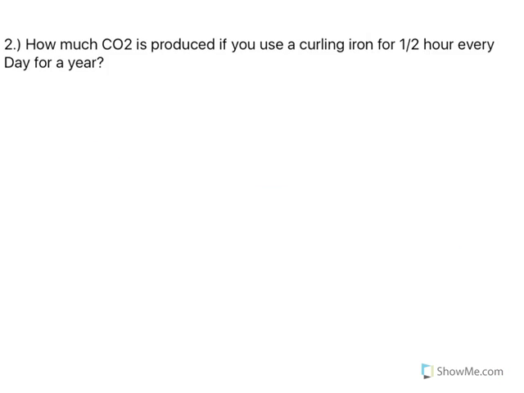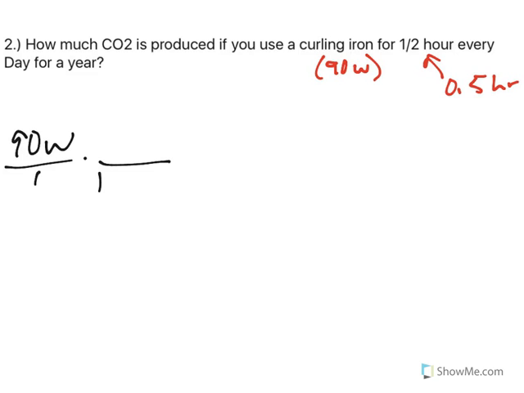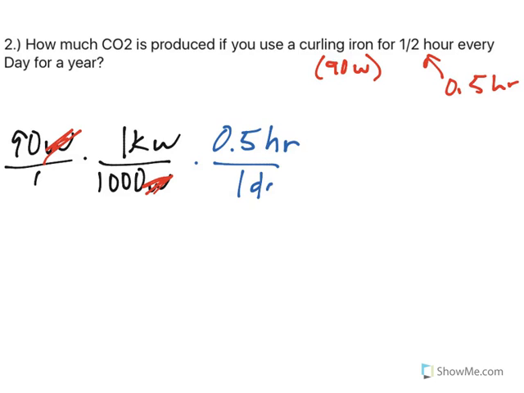Number 2, how much CO2 is produced if you use a curling iron for a half hour every day for a full year? Okay, well, a curling iron uses 90 watts. Half hour is 0.5 hours. Okay, so let's do this. 90 watts. I change watts to kilowatts by dividing by 1000. I'm out of watts. How many hours? Well, 0.5 hours per day, right?